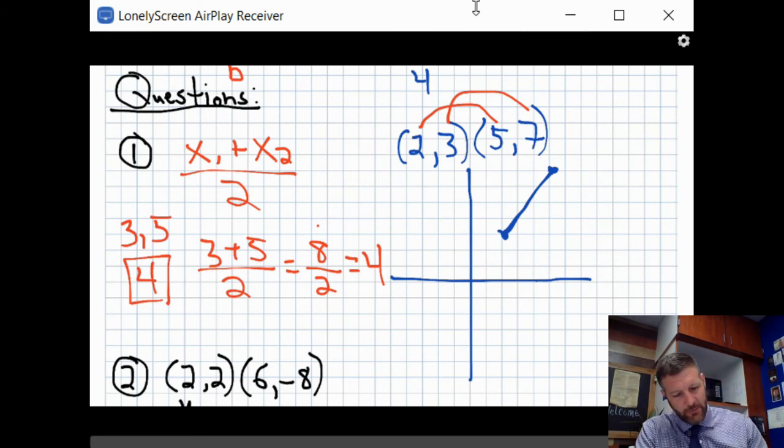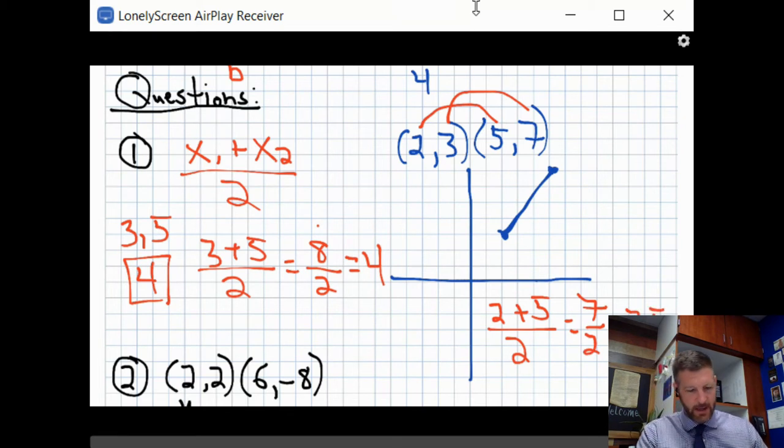So the way that I would solve this is I would say, okay, so 2 plus 5, again, because those are my 2 x's, divided by 2. And so that's going to give me 7 over 2, which is then 3.5. Okay? So that means that the middle horizontally is at 3.5. 1, 2, 3. It's going to be somewhere right on the 3.5 line. Okay? So now let's find it vertically.